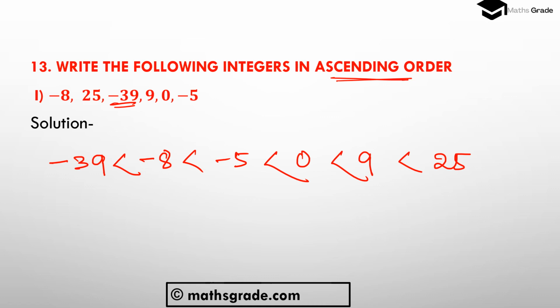1, 2, 3, 4, 5, 6. So the integers in ascending order are minus 39, minus 8, minus 5, 0, 9 and 25. This is the ascending order of the integers, that is from smallest to the biggest integer. So minus 39 is the smallest integer and 25 is the largest integer.